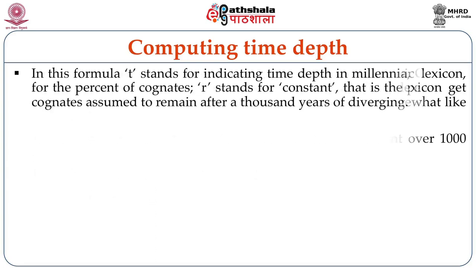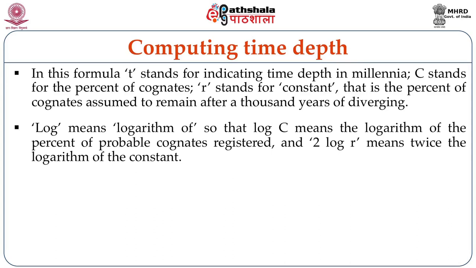In this formula, T stands for time depth in millennia, C stands for the percentage of cognates, and R stands for the constant, that is, the percent of cognates assumed to remain after 1,000 years of diverging. Log means logarithm of, so that log C means the logarithm of the percent of probable cognates registered, and 2 log R means twice the logarithm of the constant.